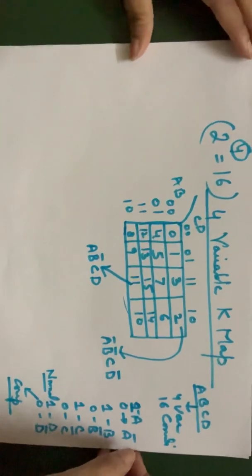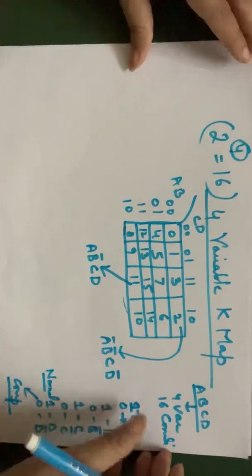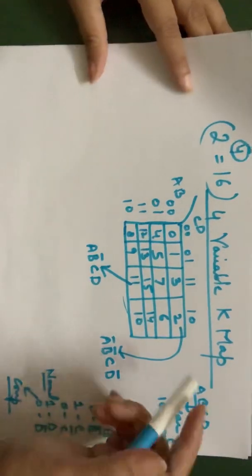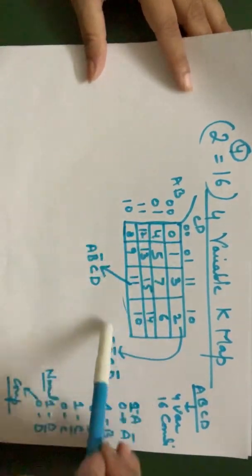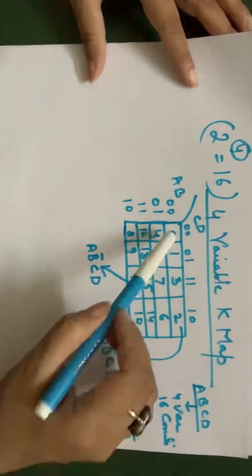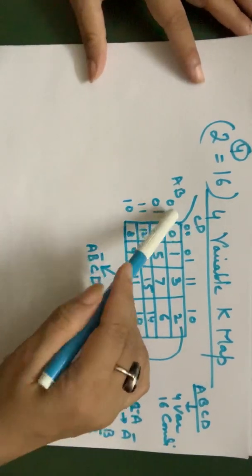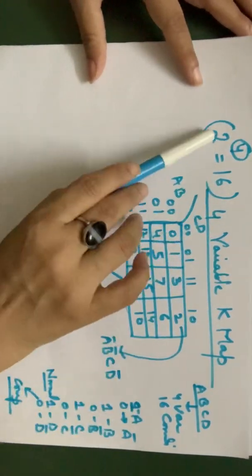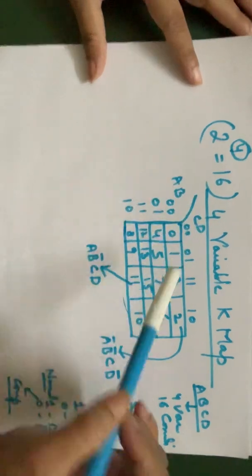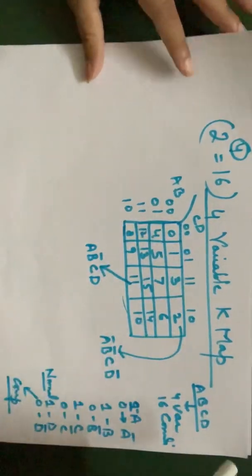My today's topic of the video is 4 variable K-map. In my previous videos I have already discussed the representation, that is, how we represent a 4 variable K-map. So this is how we represent the 4 variable K-map. In this case we have 4 variables. As we say, 4 variables make 16 combinations, so we can have A, B, C, D, and this is how we represent the 4 variable K-map.